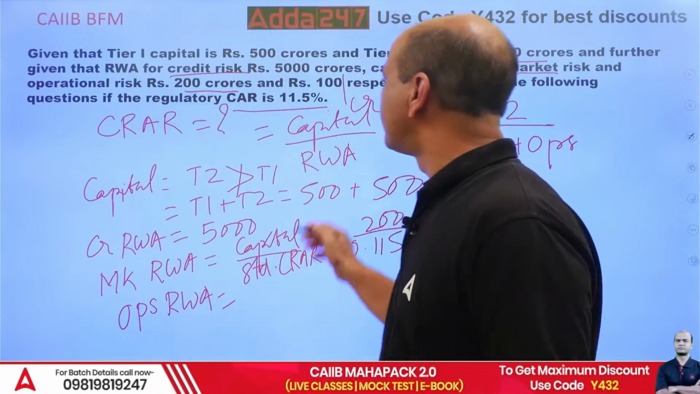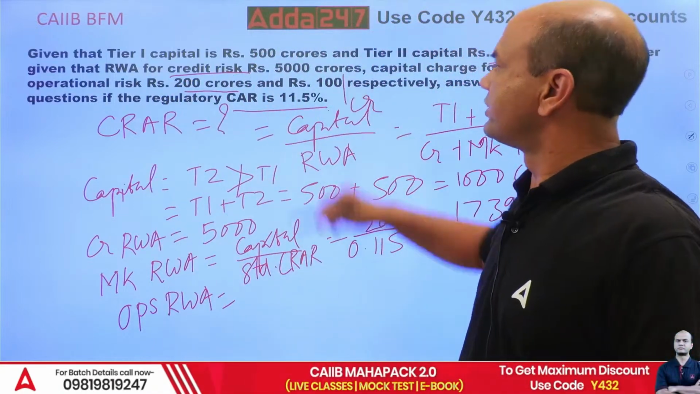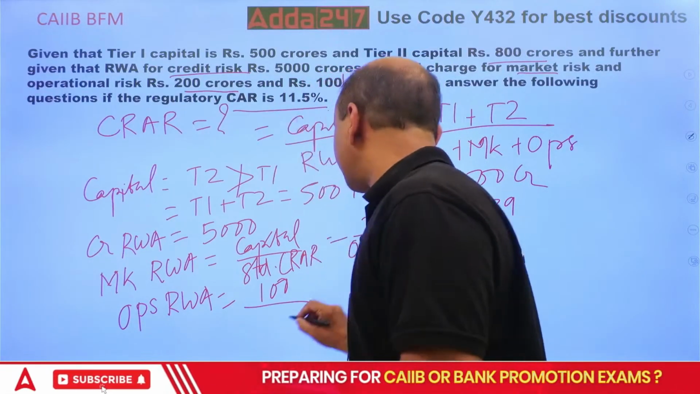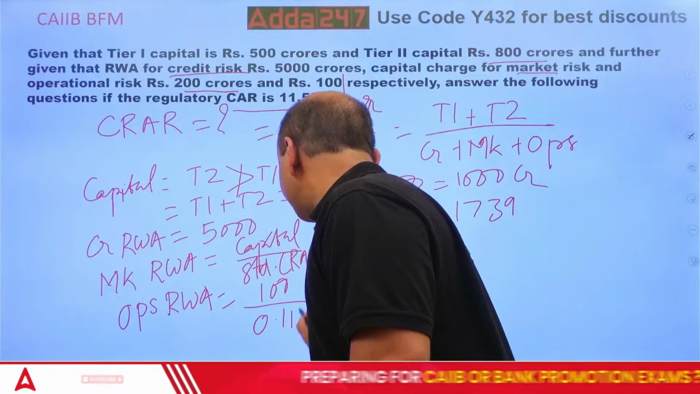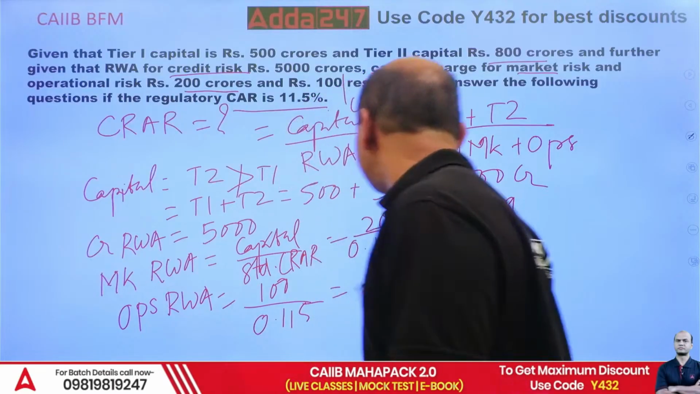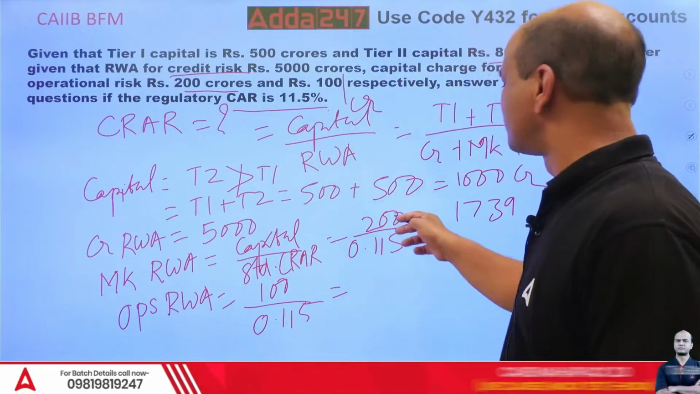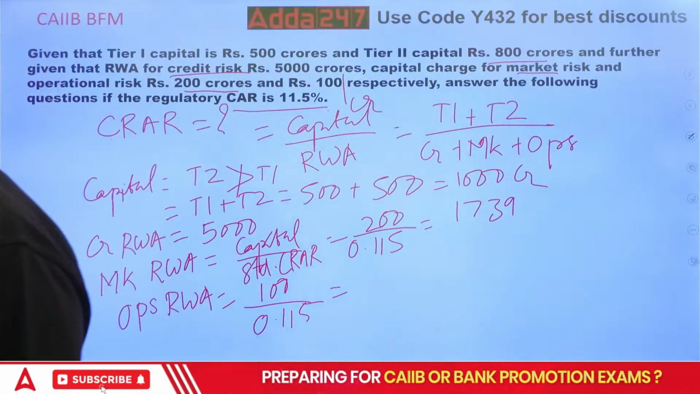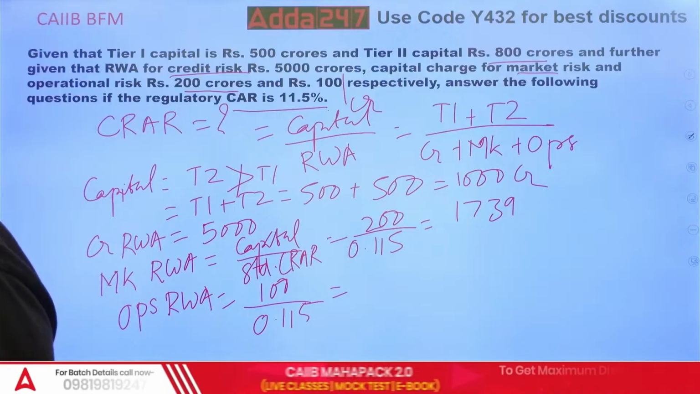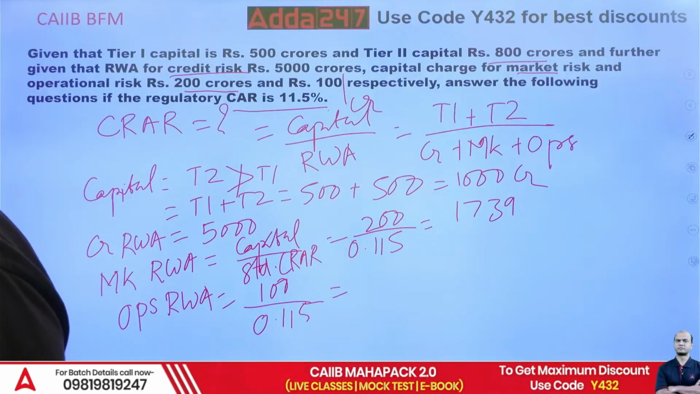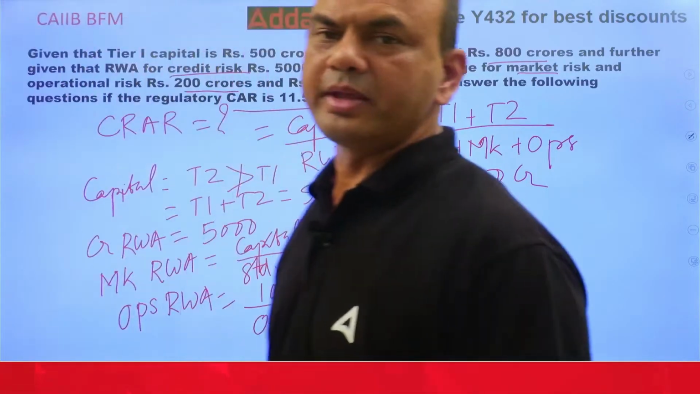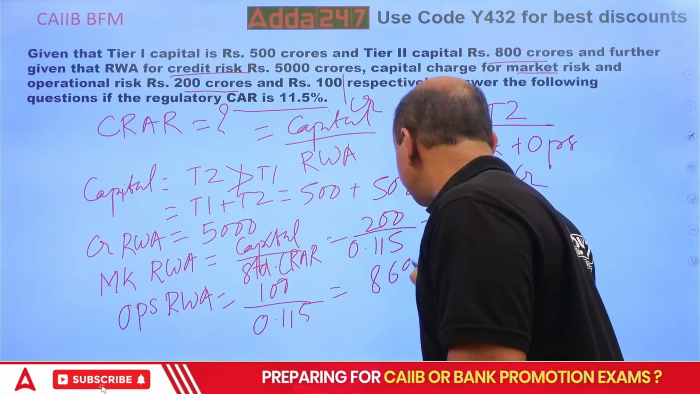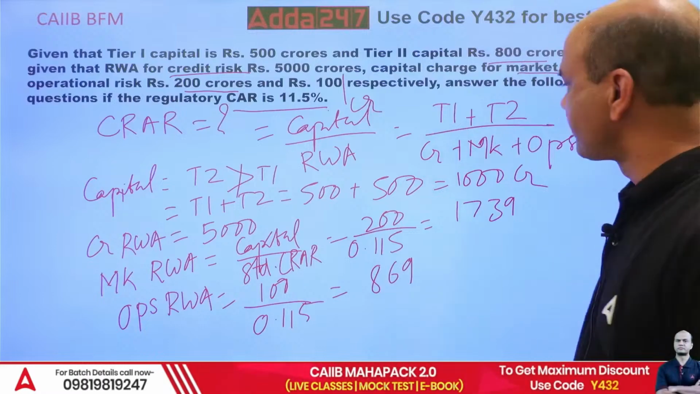Same formula. What is the capital given for ops? 100. So 100 upon same CRAR, 0.115. So that will be half of this, isn't it? This is 200, that is 100. So divided by 2, half of this. So for ops it will be 869. So what is the CRAR then?